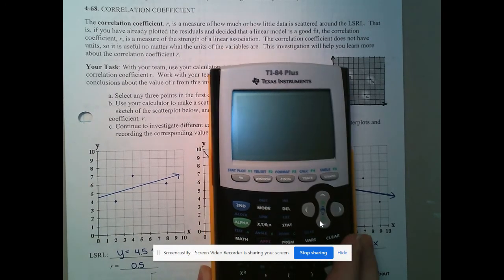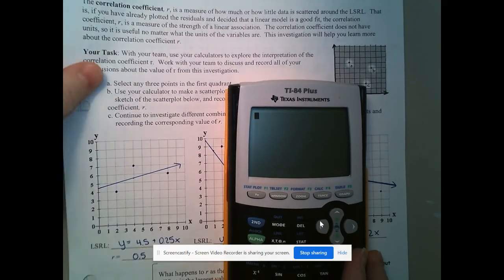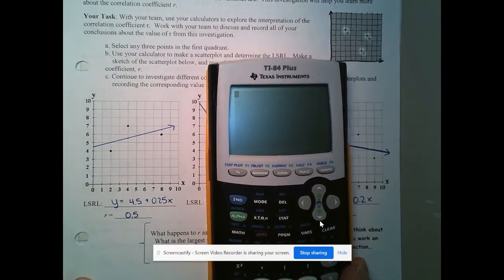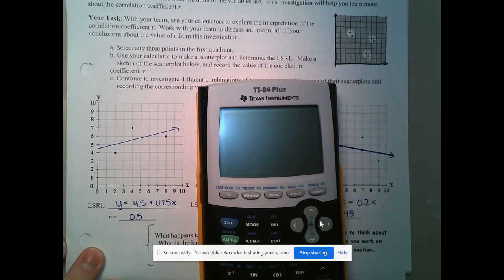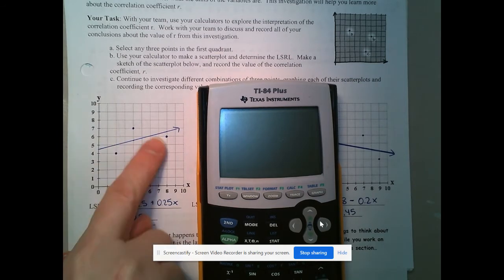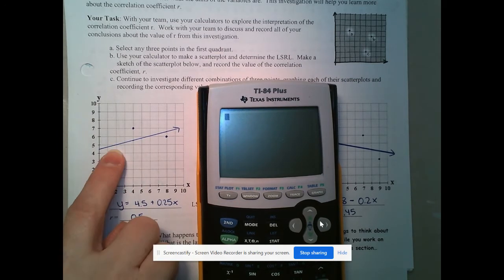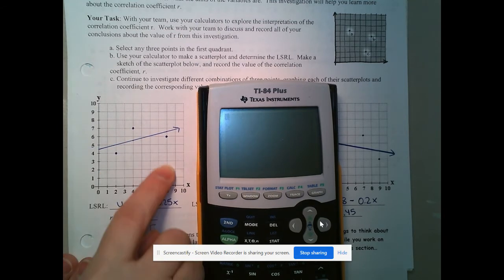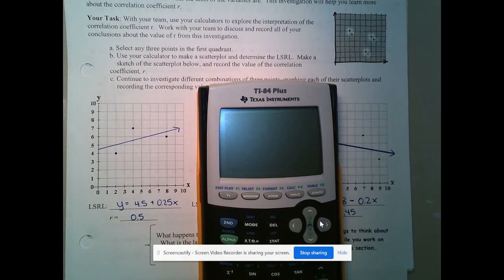So normally what we would do is we would do this in teams, but I'm going to sort of walk you through what that would look like. What we have here is a graph, and it said in the directions just to select any 3 points in the first quadrant. So I did that. I selected 3 points. The points were (2, 4), (4, 7), and (8, 6). And it asked us to use the calculator to make a scatter plot and determine the least square regression line.